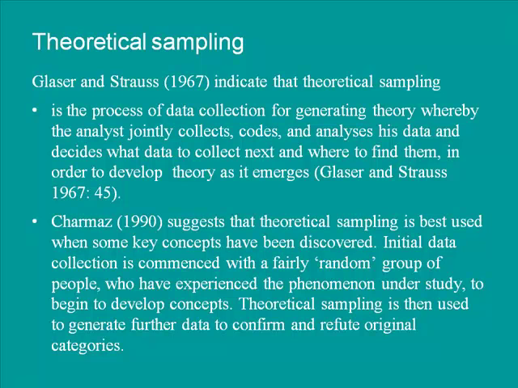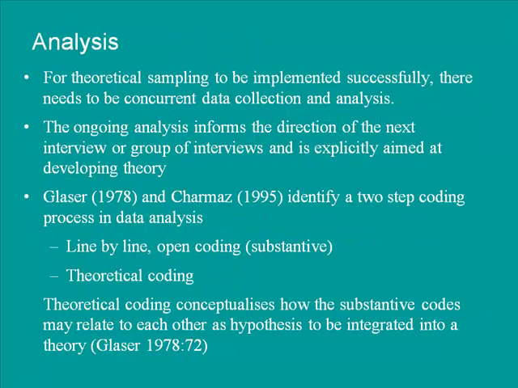Who might be able to tell me a bit more about this? Charmaz suggests, and I would definitely agree with it, that theoretical sampling is best used when some key concepts have already been found. So initially you may just go to a fairly random group of people who have experienced the phenomena, and then you can move on after you've started to develop your theory to that theoretical sampling.